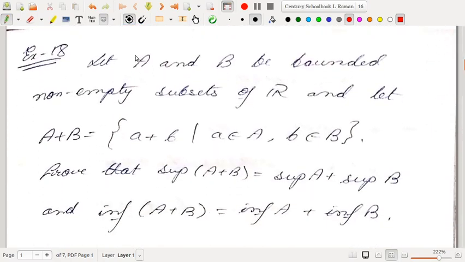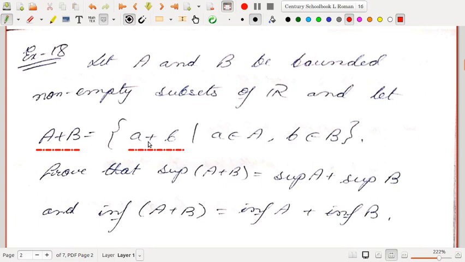So this is another problem which is very important. It will be used in the next semesters also. When we do Riemann integration, this particular result will be very useful. So it is also taken from the book Bartle and Sherbert. Let A and B be bounded non-empty subsets of R and let A plus B, so that's how we define the sum of two sets.